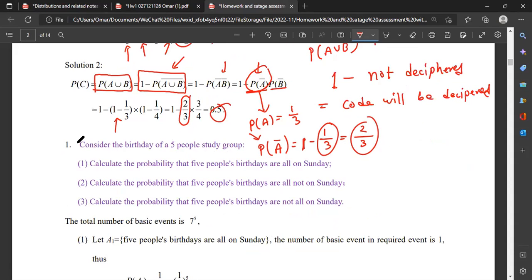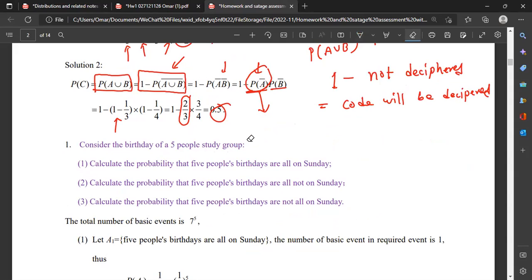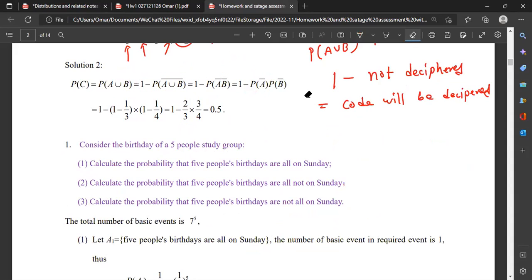And let's see the next question. So here it is homework 1. Now we go to homework 2. So I'm opening homework 2.